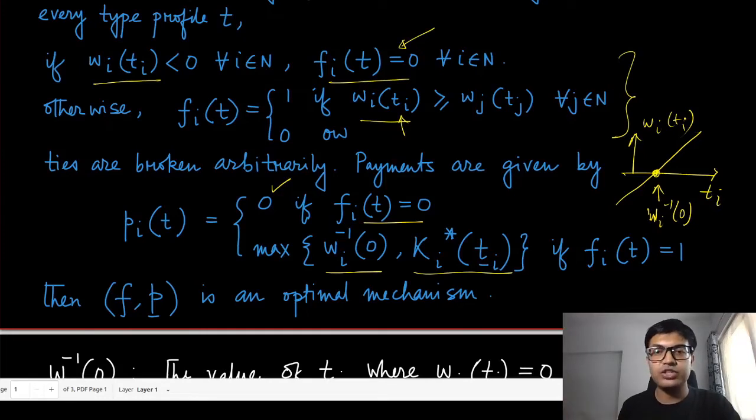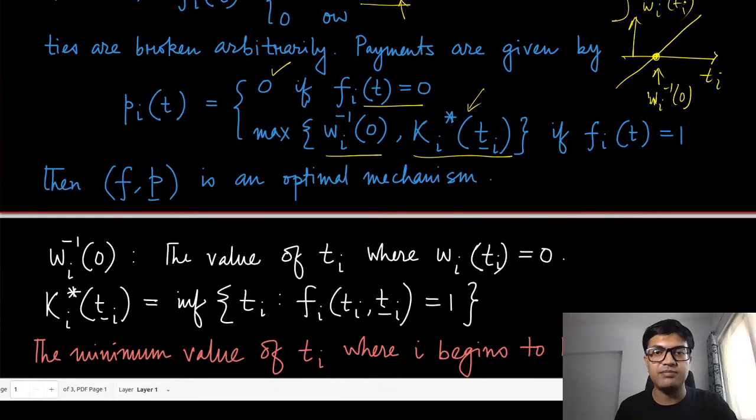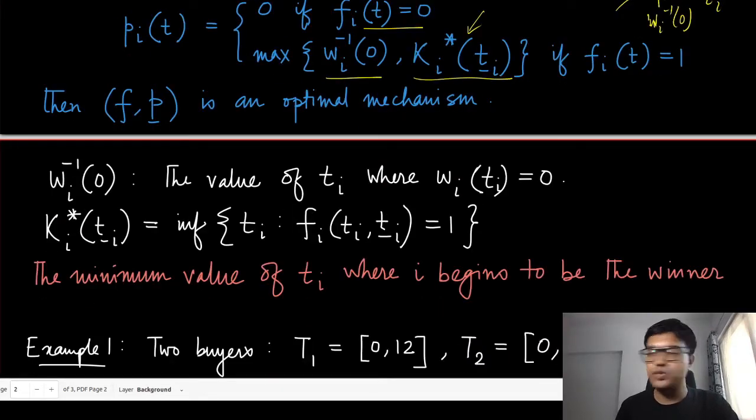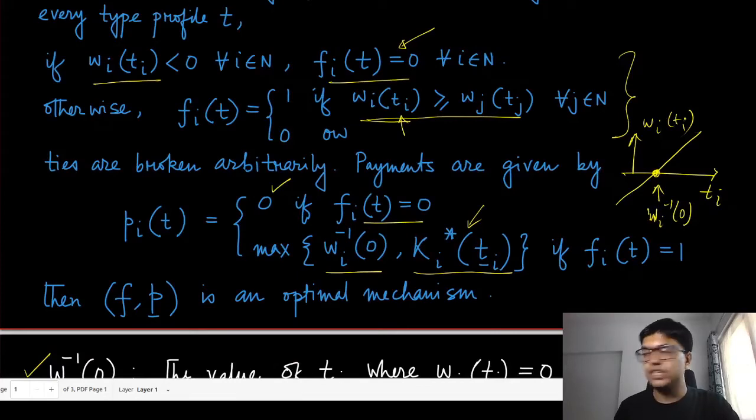And the second condition is that it has to cross the value of the second highest virtual valuation. So its virtual valuation should cross the second highest virtual valuation. That value is being denoted by ki star of t minus i. These two things we have already defined, and if these conditions get satisfied, then we can say that this mechanism, f and p vector, is the optimal mechanism. So f comma p is an optimal mechanism if it satisfies this set of conditions. This gives a complete prescription of how an optimal mechanism should be designed, as long as the virtual valuations are regular and you are looking at only single object allocation.